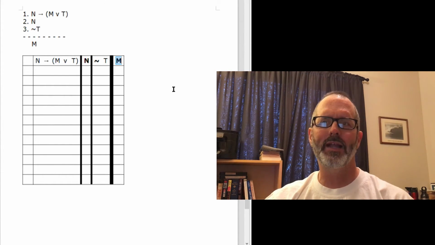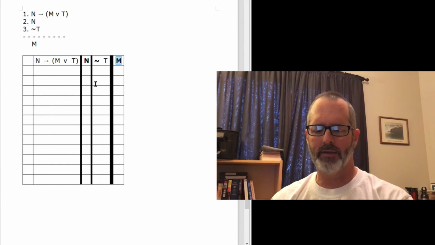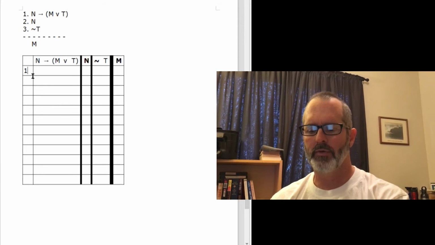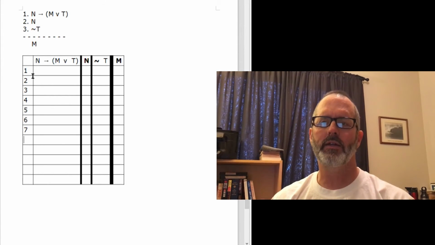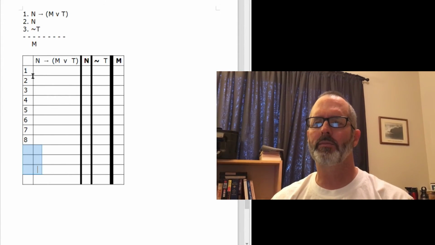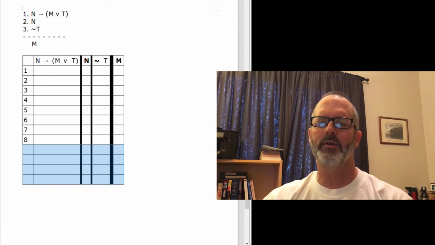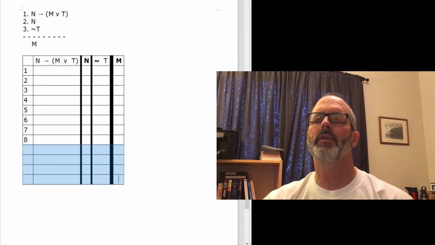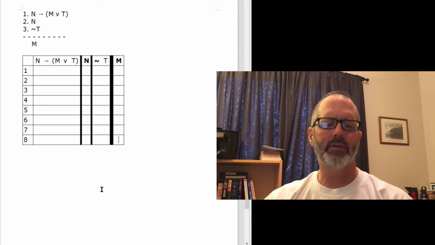Because I have 3 letters, M, N, and T, I will need 8 lines in my table. So I fill those in. I get rid of the columns I don't need. On paper, you will clearly mark out the rows you need. Good. Now it's the same process. I work under my sentence letter values. I fill in all the values using my algorithmic method.